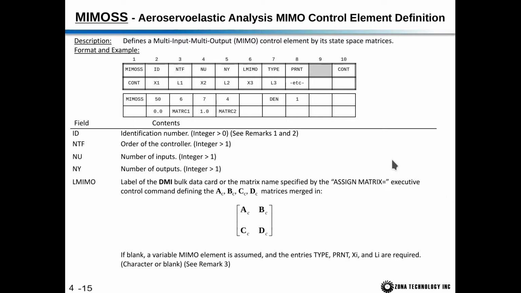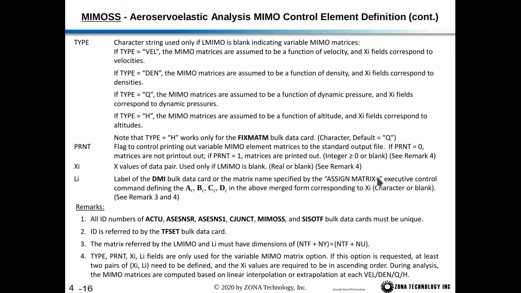So we'll look at how that's defined next. Type specifies the type of interpolation. It can either be velocity, density, dynamic pressure, or altitude. That defines the type of scheduling that our controller is using.